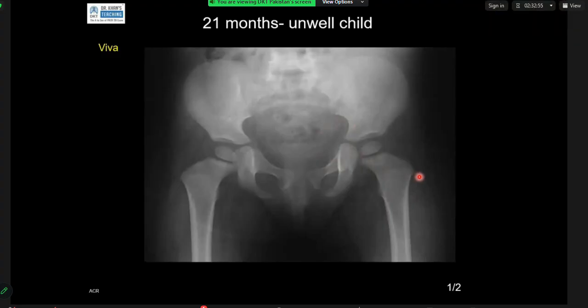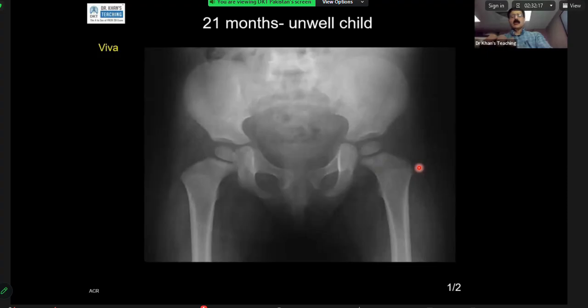So, in conclusion, there is a linear lucency in the metaphysis of the left femur with soft tissue changes that may suggest an effusion. In an unwell child, I'd want to correlate with their symptoms clinically to see if they have fever or raised inflammatory markers. I would refer my findings to the clinicians and recommend an ultrasound of the joint to see if there's any fluid that may be causing any problems. So my suspicion is that this could be an infected joint in this unwell child.